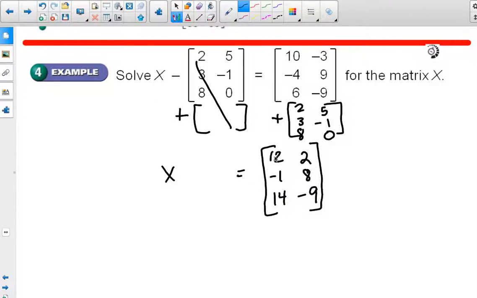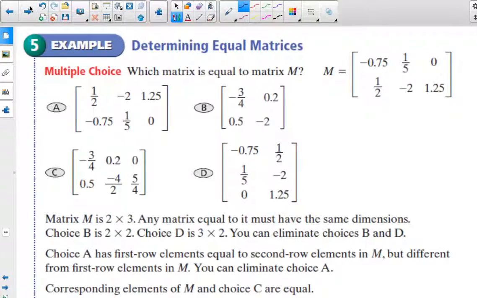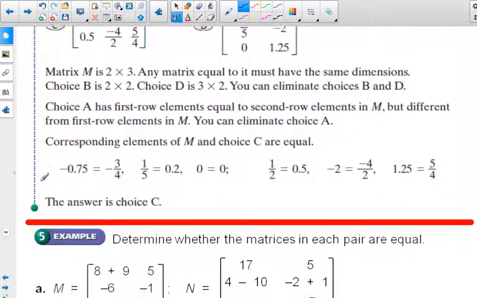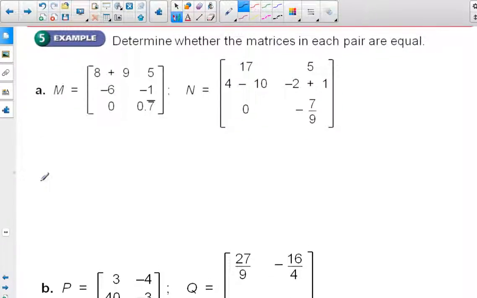All right, let's go ahead and take a look at example 5. Okay, so for example 5, it's asking us to determine whether the matrices in each pair are equal. Okay, so what we're going to want to do is to simplify each matrix. And also, in order for them to be equal, they have to be the same dimension. So this one is a 3 by 2, and this one's also a 3 by 2. So with respect to the dimensions, these two matrices are equal.